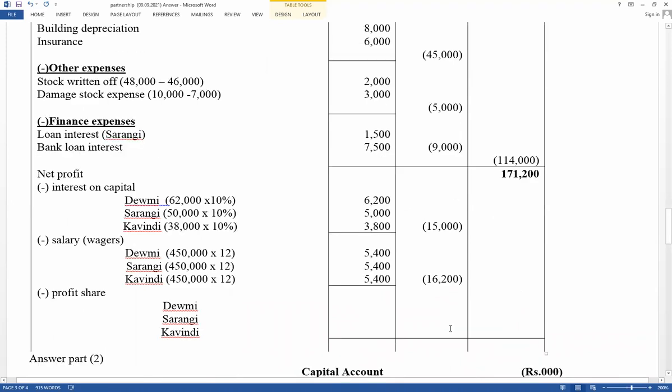Then profit share also can be calculated. From this value deduct these two values. Share profit can be calculated. Therefore, share profit equals 140,000.